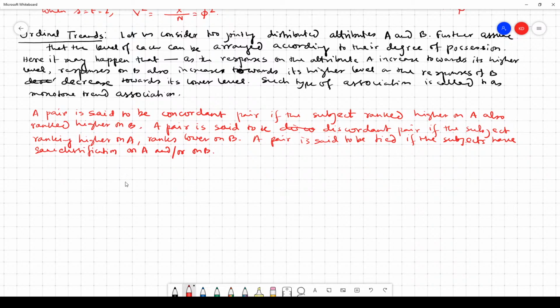So now we consider ordinal measures of association. First I consider Goodman-Kruskal gamma.